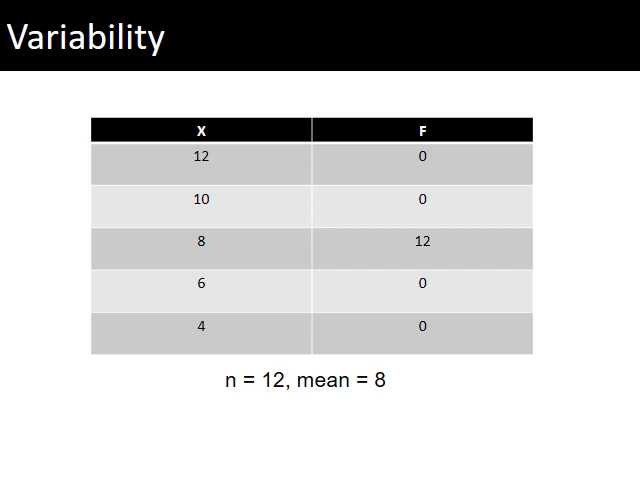Okay, so here's a frequency distribution table with scores that meet that criteria. So the scores are 12, 10, 8, 6, and 4. And then in the frequency column, there are 0 12s, there are 0 10s, there are 12 8s, there are 0 6s, and there are 0 4s. So this is a sample in which there's absolutely no variability. Like the example I provided just a few slides back, all of the scores are exactly the same. So we'd say the variability in this case is 0. There is no variance between or among the scores. They're all the same.